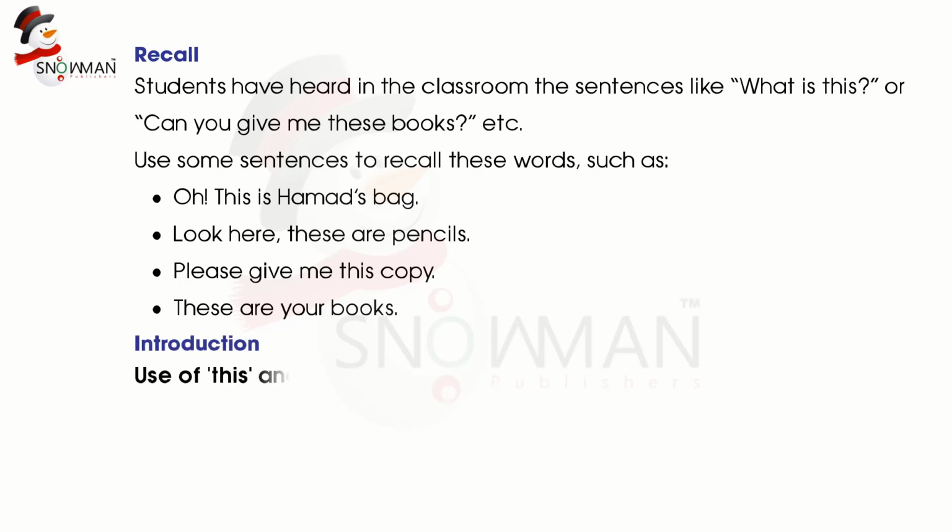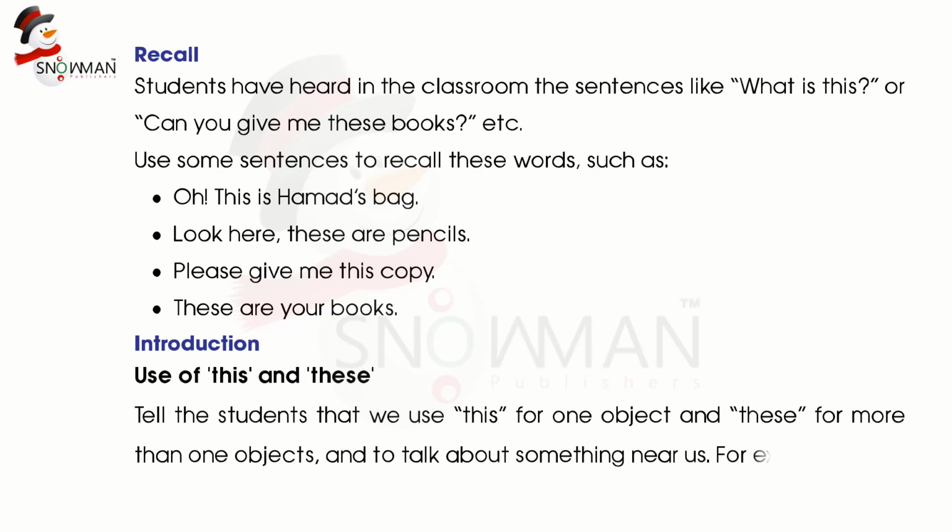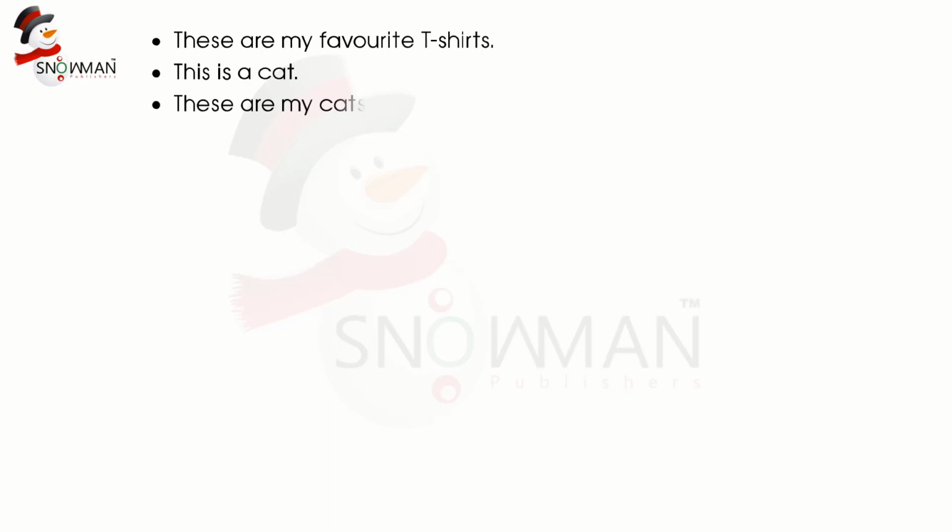Introduction. Use of this and these. Tell the students that we use this for an object and these for more than one object, and to talk about something near us. For example, this is my favorite t-shirt. These are my favorite t-shirts. This is a cat. These are my cats.